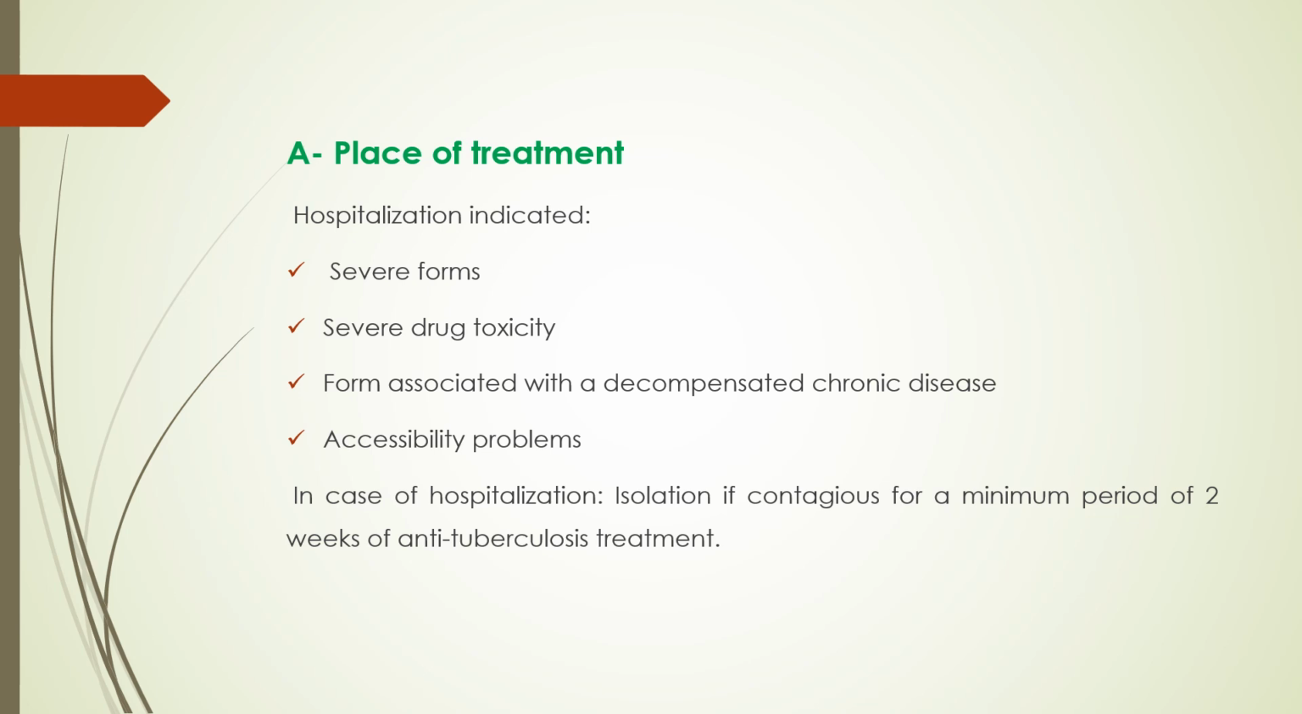If we have a severe form, if we have a severe drug toxicity, or for persons who have TB associated with a decompensated chronic disease, like for example diabetic persons with ketoacidosis, we have to hospitalize them in the first period to control that diabetic problem. And also if you have some accessibility problems. In case of hospitalization, we have to isolate this patient for a minimum period of 2 weeks because he is contagious.